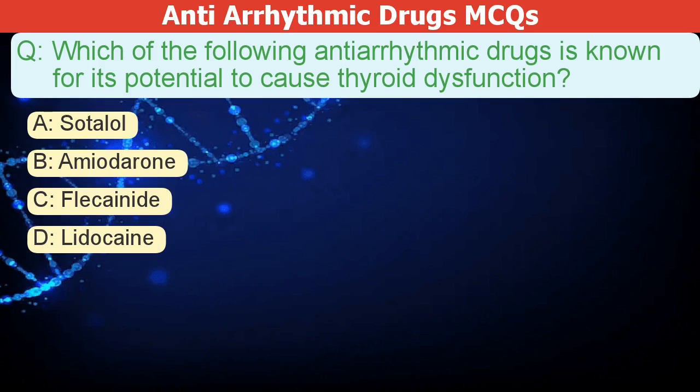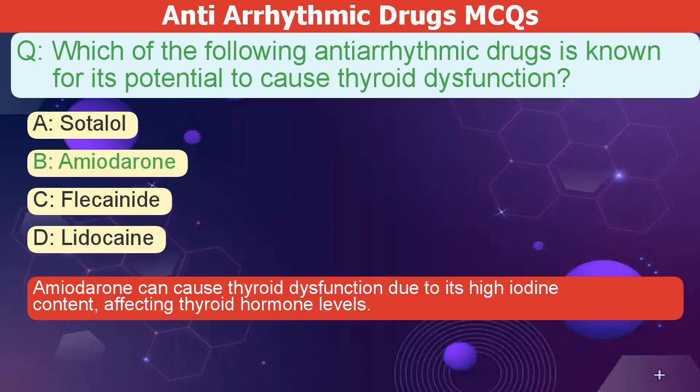Which of the following antiarrhythmic drugs is known for its potential to cause thyroid dysfunction? A. Sotalol. B. Amiodarone. C. Flecainide. D. Lidocaine. The correct answer is B. Amiodarone can cause thyroid dysfunction due to its high iodine content, affecting thyroid hormone levels.